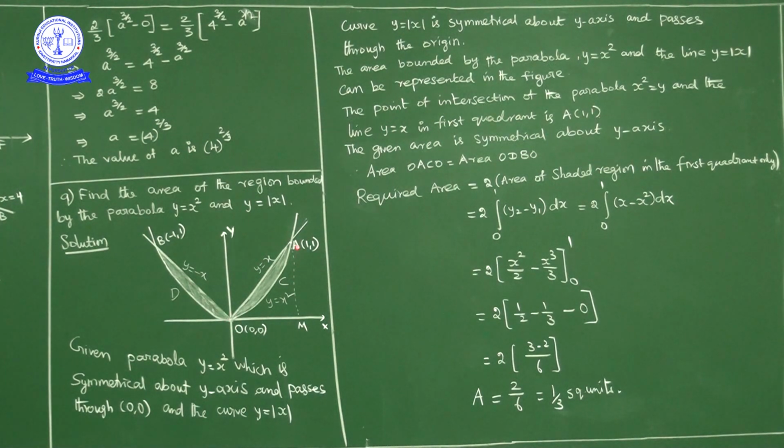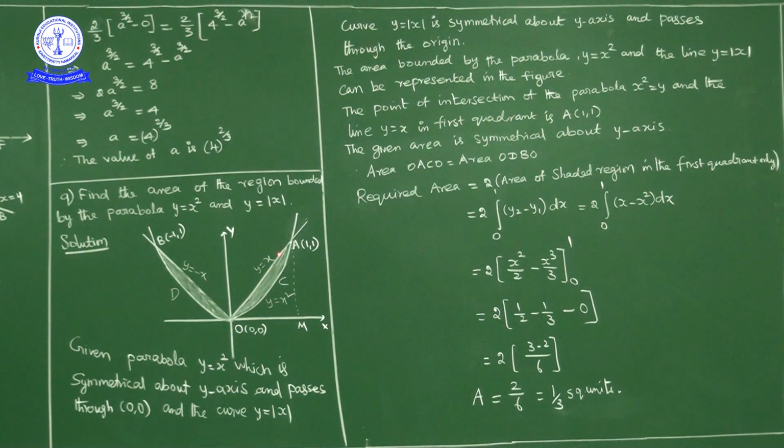This triangle area we will get. Triangle OAM area, with limits 0 to 1 and y is equal to x, is nothing but the triangle OAM area. Next, what is the lower curve? The lower curve is y is equal to x square. With limits 0 to 1, the area under y is equal to x square is nothing but the area bounded by OCAM. This area we will get.